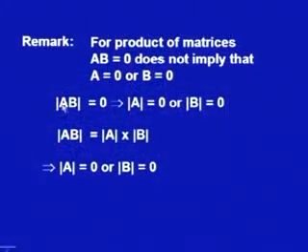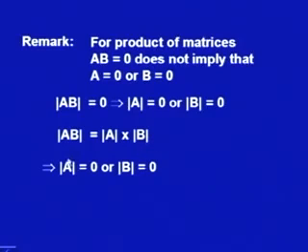Now, this is not true for determinants. If I have determinant of a product equal to 0, then this simply means that either determinant A is 0 or determinant B is 0. This can be proved very easily, like you can say that determinant of this product is equal to determinant A into determinant B.